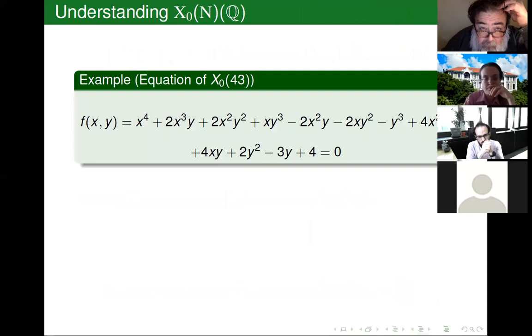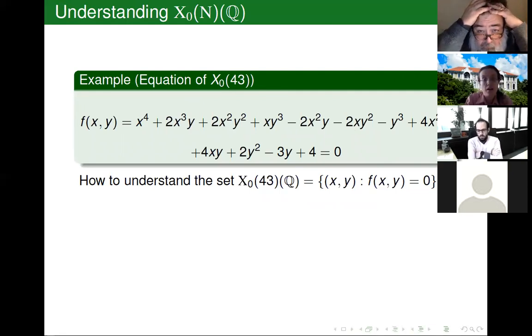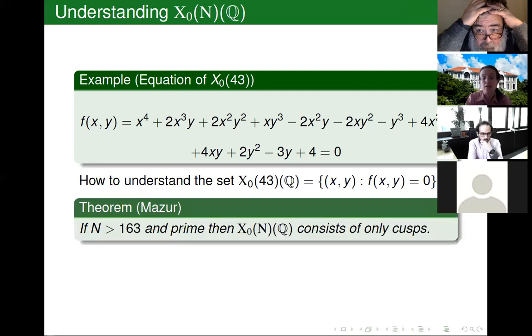It was ready for us when the time finally came for Wiles to prove Fermat's last theorem. This is just to illustrate the meaning of a classical modular curve. This is an affine model for one of the modular curves of level 43. And I'm trying to understand solutions of this f(x,y) over the rationals, for example. This is just for one particular level, and what Mazur did is understand this set for infinitely many levels. So that's why it's such a big result.